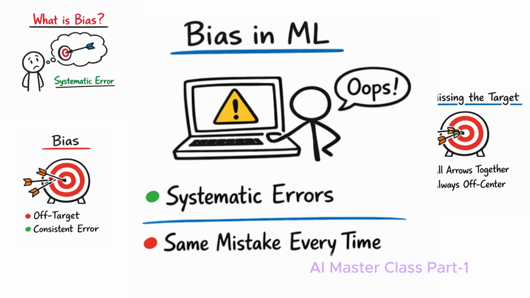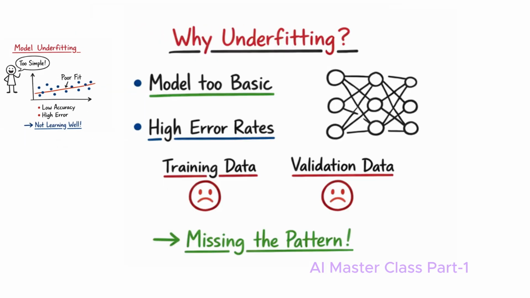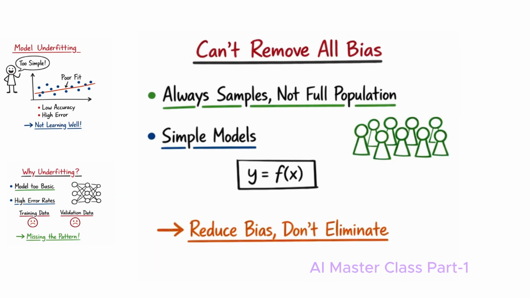It is possible that the model has learned something incorrectly, or maybe it is too simple to capture the real pattern from data. This is a straightforward case of model underfitting. Underfitting occurs when a machine learning model is too simple to capture the structure of the data. That results in low accuracy and high error rate on both training and validation data. Now you need to understand one thing here: you cannot completely remove bias because we are always working with samples and not the full population. So bias will always be there.